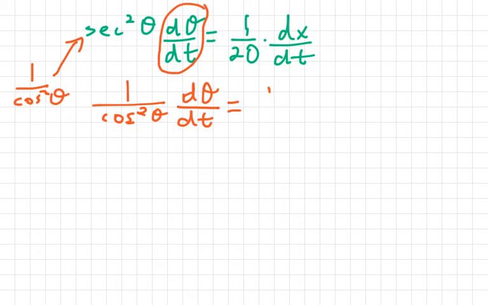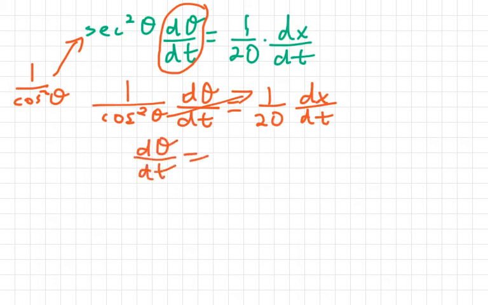Yeah, it's d theta over dt equals 1 over 20 dx over dt. So now, instead of dividing secant squared out and stuff like that, I just see it easier this way. I'm going to times the cos squared, up and across here. So then I'll have d theta over dt is equal to cos squared theta over 20 times dx over dt. So again, we didn't know what theta is. We could go and figure out theta.